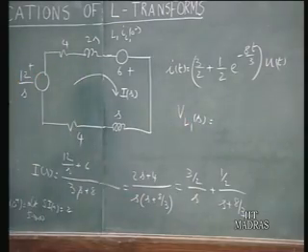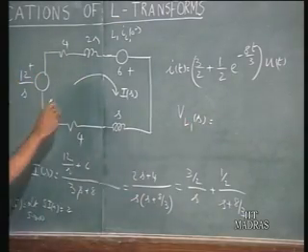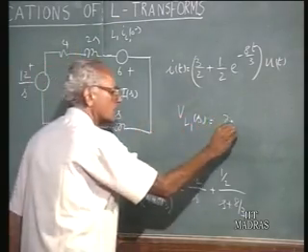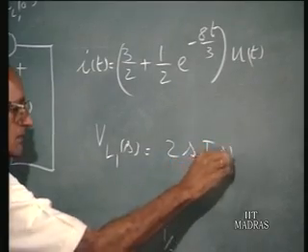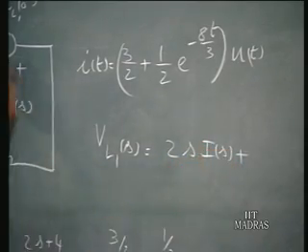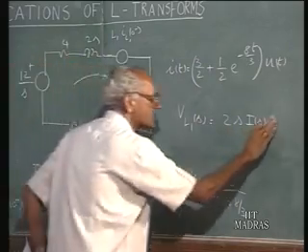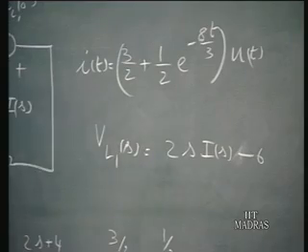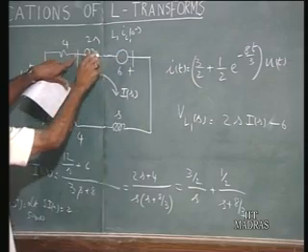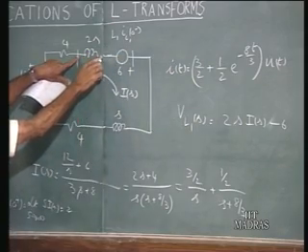When you want to find VL1 of S, now that we have got I of S, it is 2S times I of S plus, that is the drop here, minus 6. So when you want to find the inductor voltage, you must take the voltage between these two terminals, not across this inductor alone, this portion only.